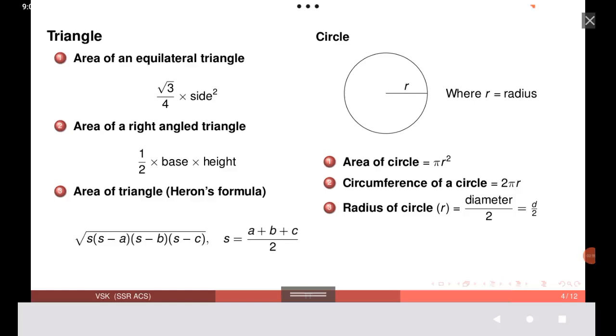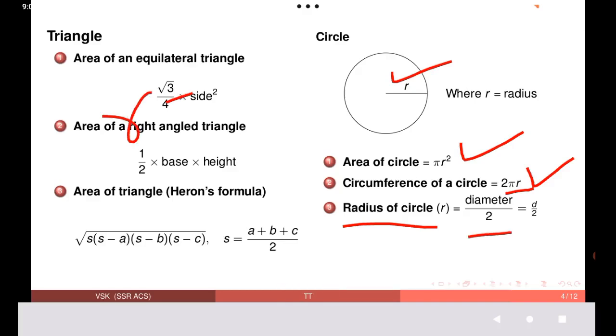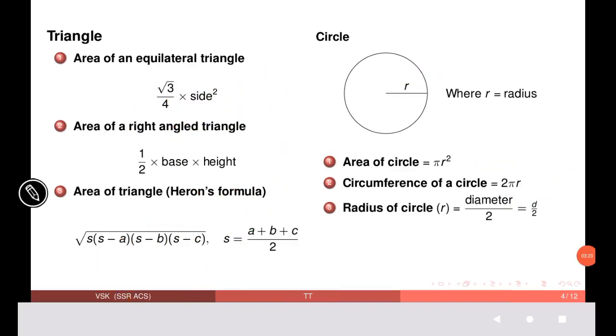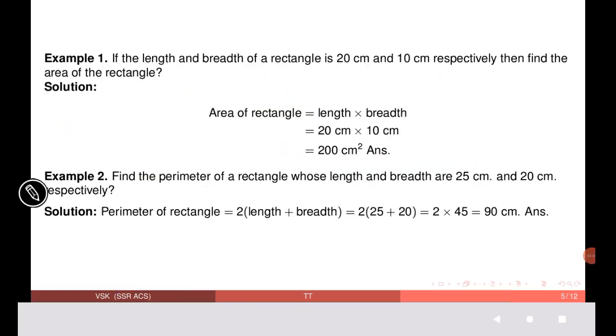And circle, if the radius is R, then area will be pi r square. That is a very basic formula. Circumference of the circle will be 2 pi r. And radius is diameter by 2, so r is equal to d by 2. Or if you want to find the diameter d, that will be 2 into r. So these are the formulas which will be required. Now quickly see some examples.